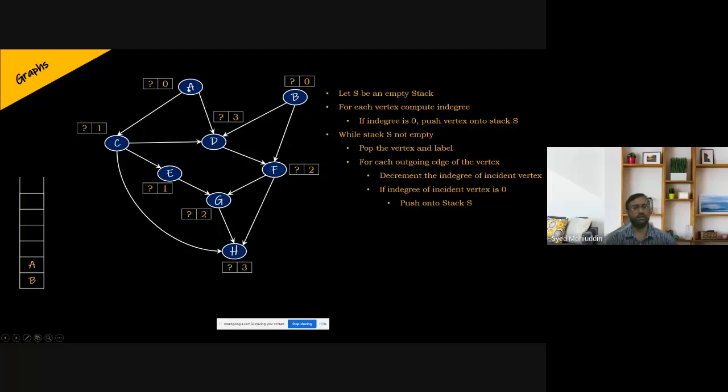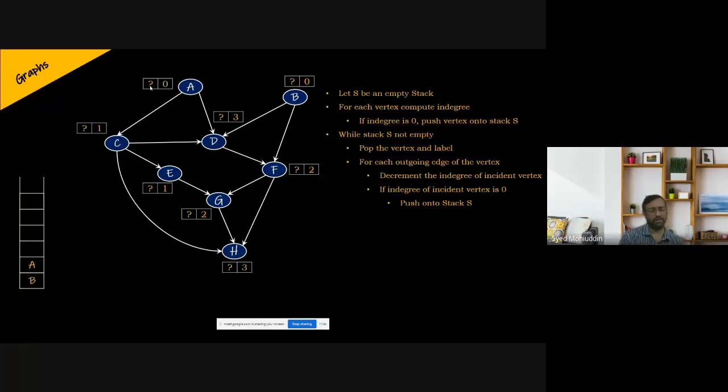In degree means the edges which are coming into the node or vertex. For A, there is no edge coming in, so its in degree is 0. For B, its in degree is 0. For C, its in degree is 1 because there is one edge coming in. Remember, here I have used boxes. The right side of the box represents the in degree, and the left side of the box we will use to represent the label of the node, which is its ordering. We will order it as 1, 2, 3, 4 that way.